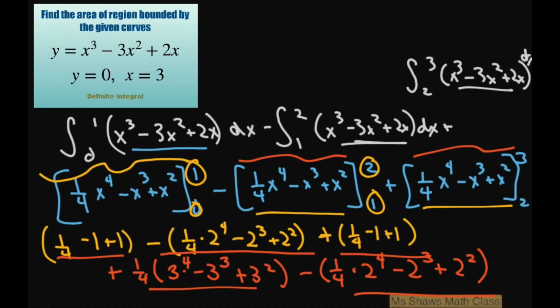So basically what we're going to get, you can use a calculator or whatever works best for you, is 1/2 plus 9/4, and that's going to equal 11 divided by 4. So this is your area there.